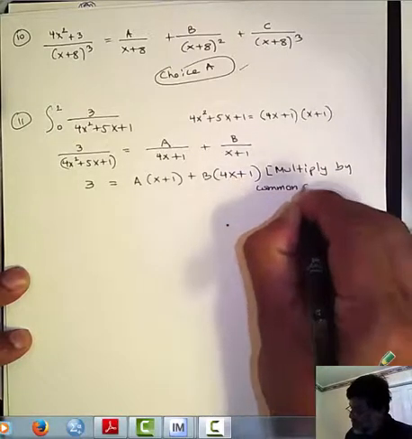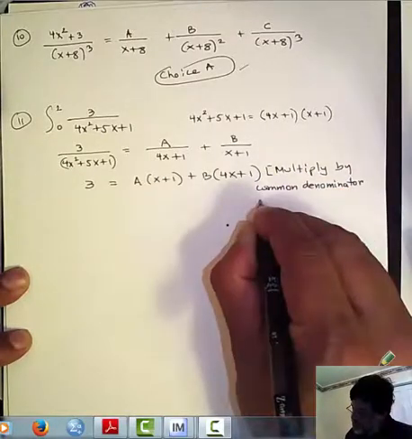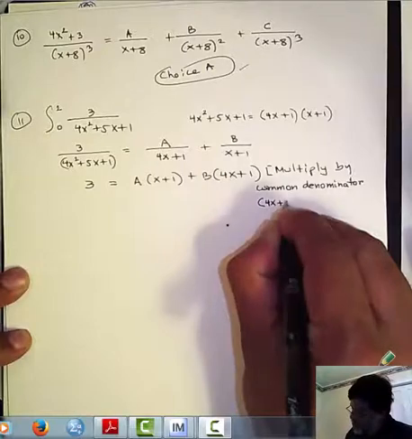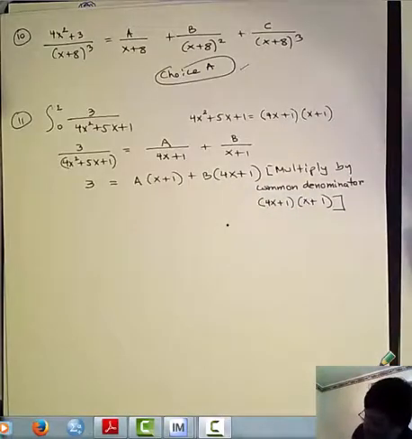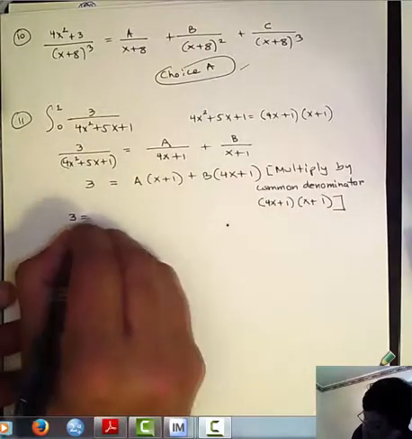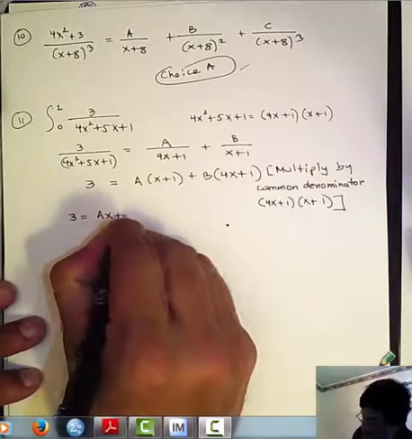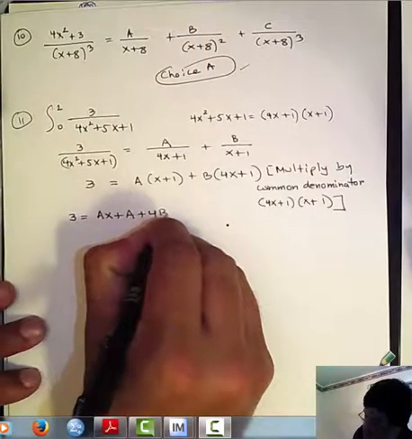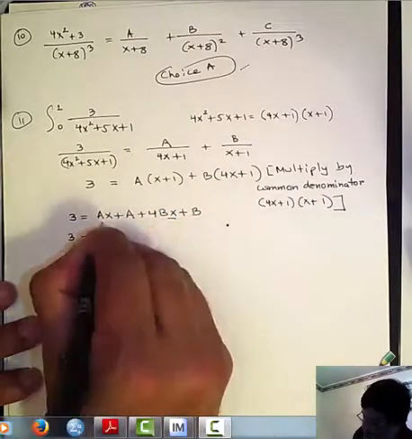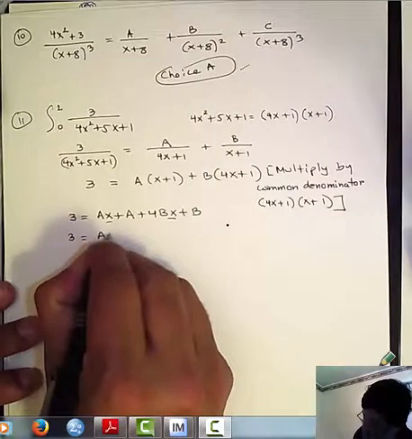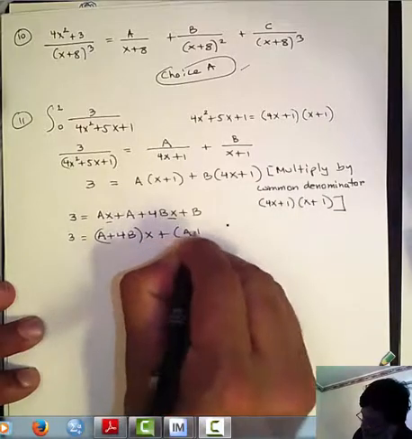Right? So multiply by the common denominator, which is... so now we can do it two different ways. I'm going to do it the way breaking it up, distributing. Taking your x's together and putting your constants together.